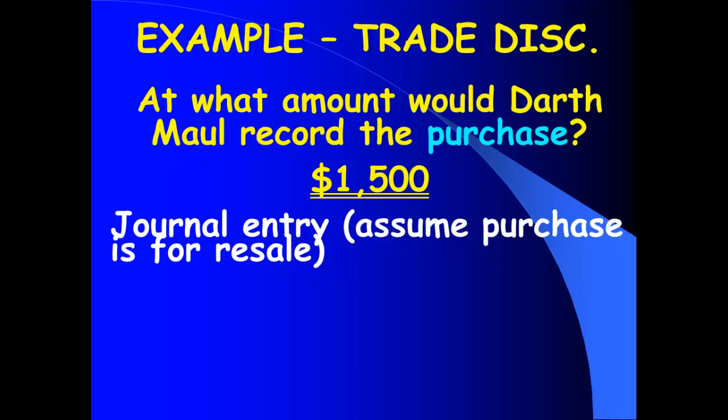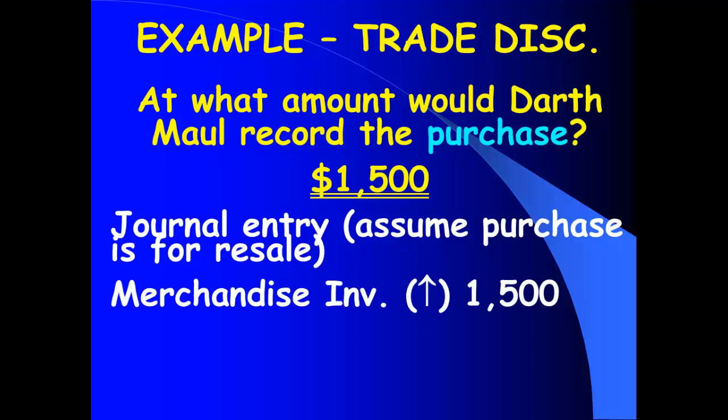What do I have more of? Merchandise inventory is an asset, goes up with the debit. And what do I have less of? Cash. Notice, $1,500 is the amount. No $2,500, no $1,000. It is a $1,500 transaction. So trade discounts don't show up anywhere.